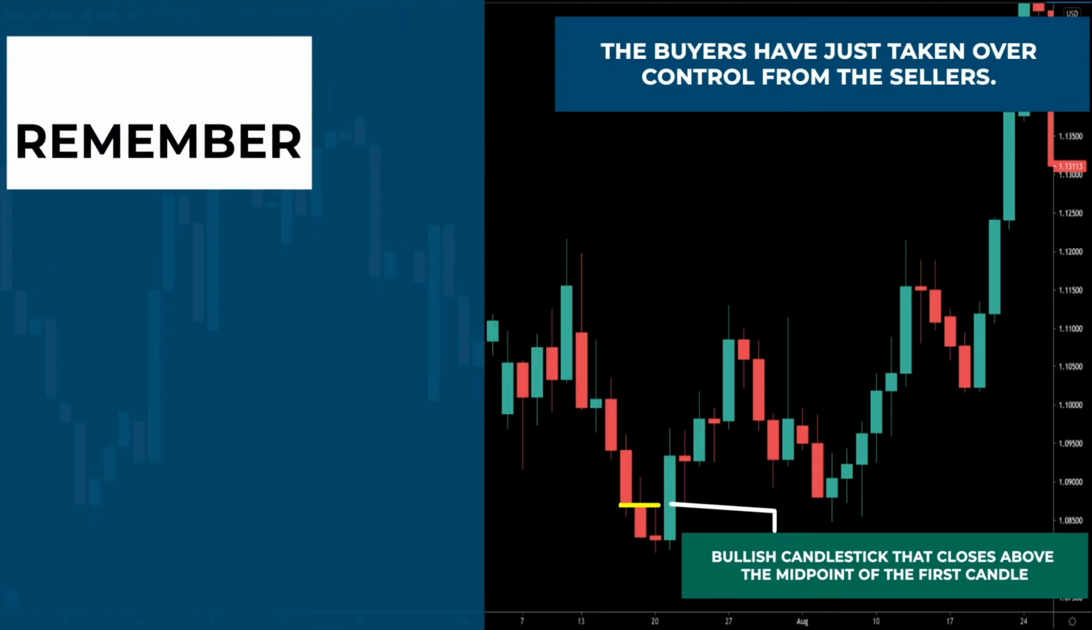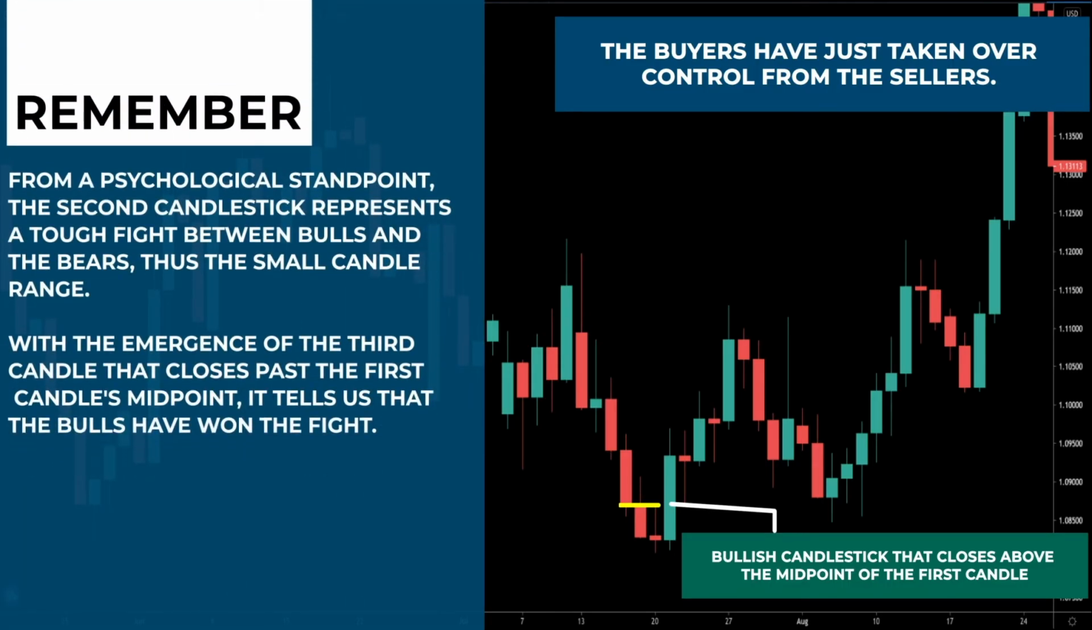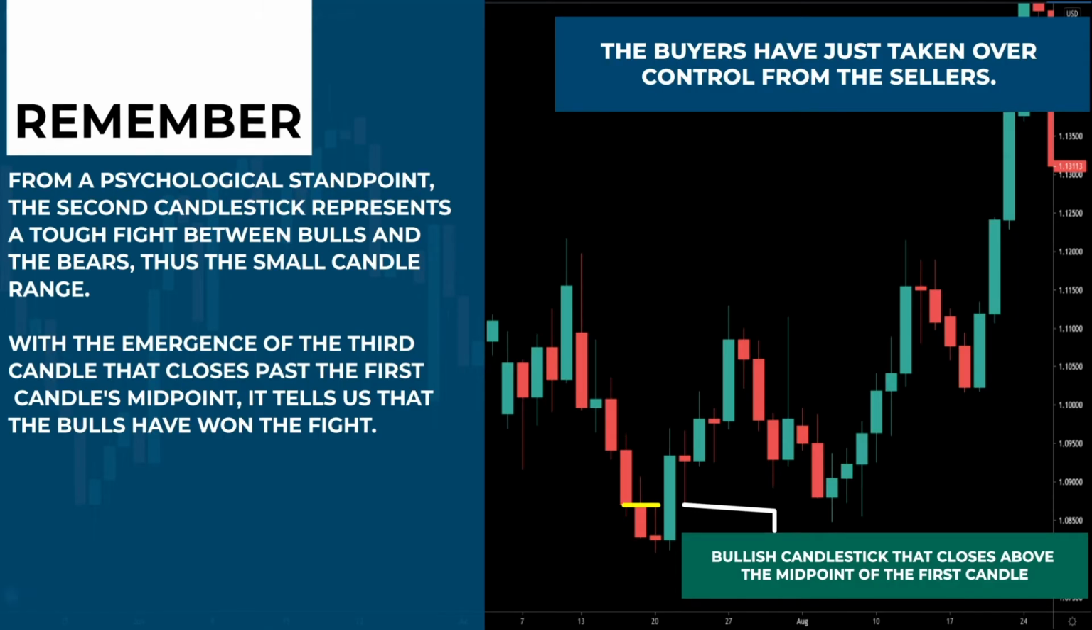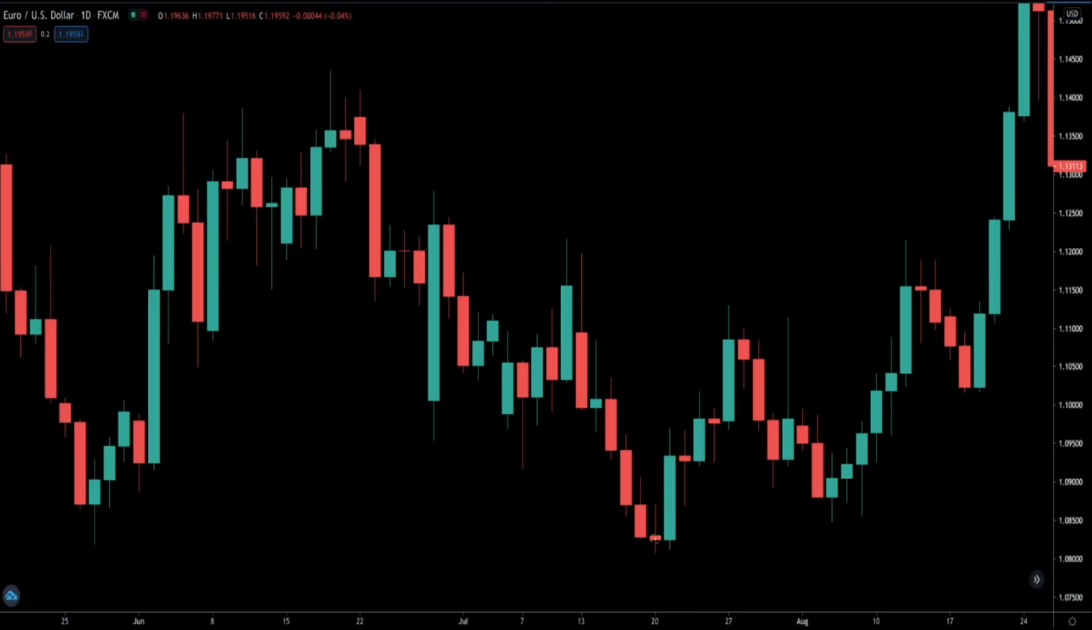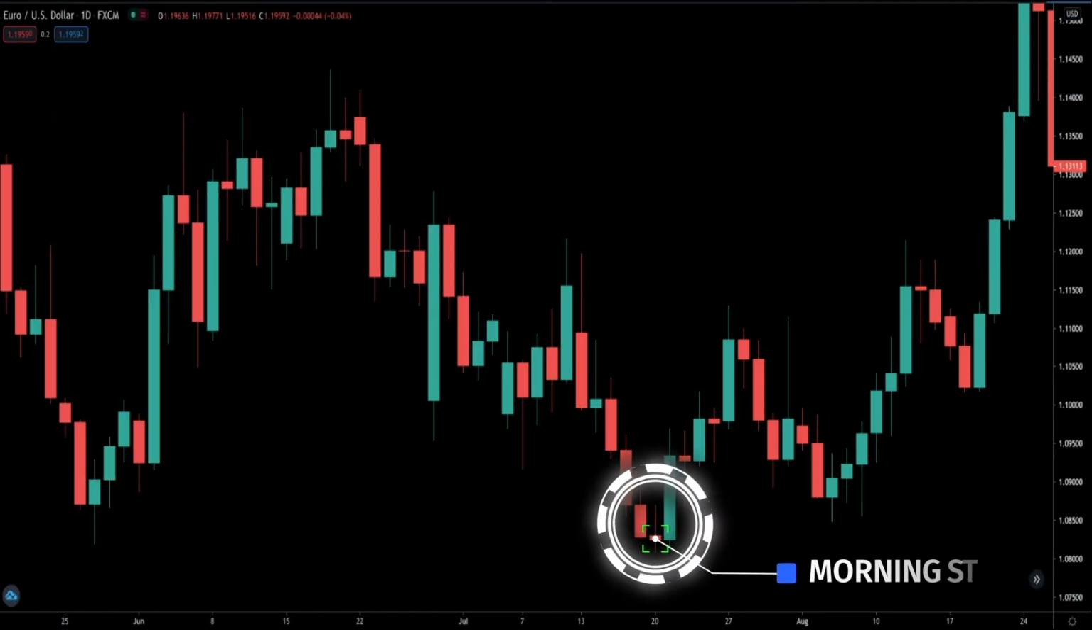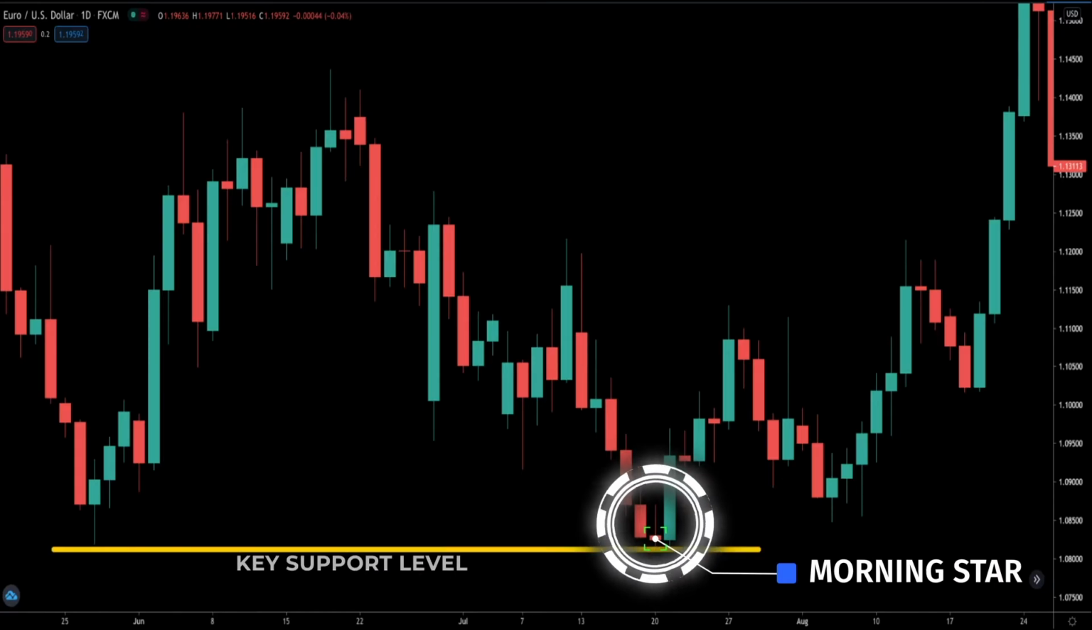From a psychological standpoint, the second candlestick represents a tough fight between the bulls and the bears. Thus, you get the small candle range. With the emergence of the third candle that closes past the first candle's midpoint, it tells us that the bulls have won the fight. So when you see this pattern occurring at the bottom of a downtrend and at an important key support level, it signifies a potential trend reversal.